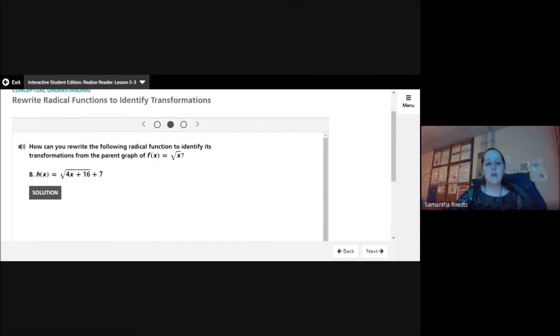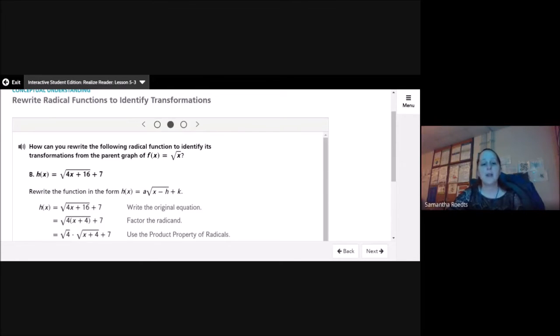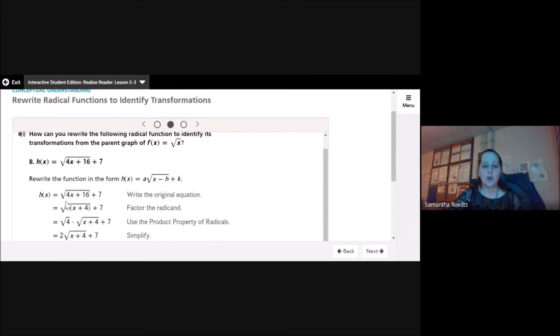All right, how can I rewrite the following radical function to identify its transformation from the parent graph of f of x equals the square root of x? So I have h of x equals the square root of 4x plus 16. I rewrite the function in the form h of x equals a square root of (x minus h) plus k. h of x equals the square root of 4x plus 16 plus 7.